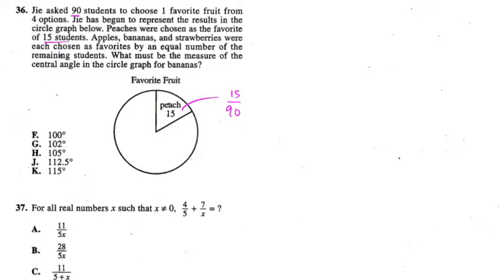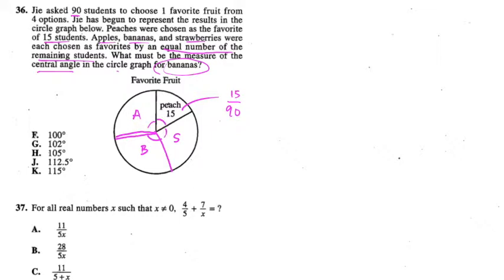Apples, bananas, and strawberries were each chosen as favorites by an equal number of remaining students. What must be the measure of the central angle of the circle graph for bananas? With this remaining part of this pie, if it's an equal number, this would be something like strawberries, bananas, and apples. And they want the angle measure of bananas, which is going to be the same as strawberries and apples.